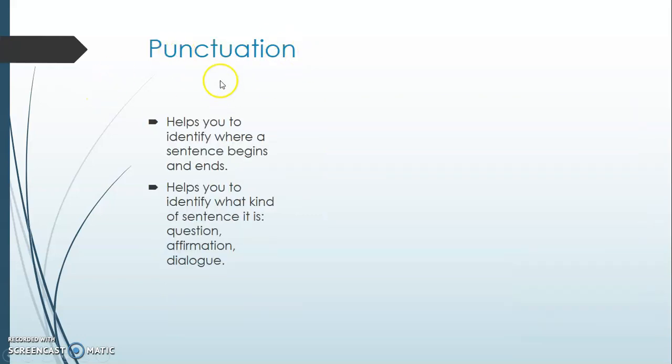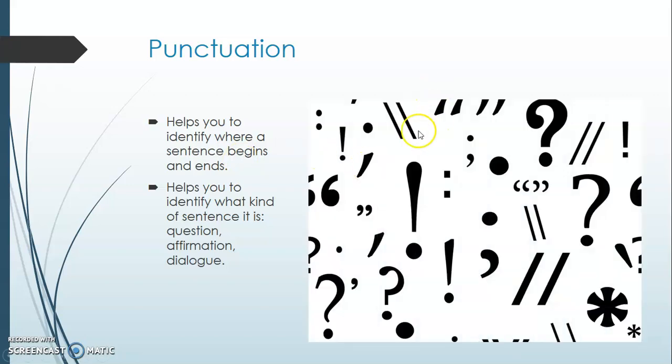Finally, we're going to speak about punctuation. Finally, not next. We're going to speak about punctuation. So, punctuation helps you to identify where a sentence begins and where a sentence ends, okay? What do we use to identify where a sentence begins and where a sentence ends? The period. You remember? Period. Use the period. We have the example in here. And we also use the capital letter, you see? At the beginning of the sentence, there is a capital letter, and at the end, there is a period, guys. It may be a full stop or a period.